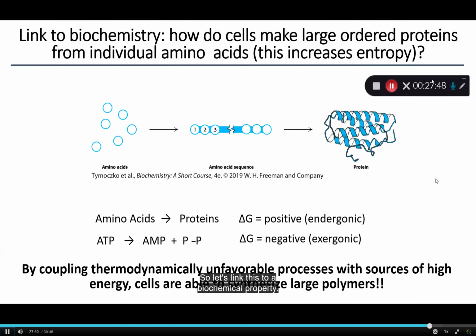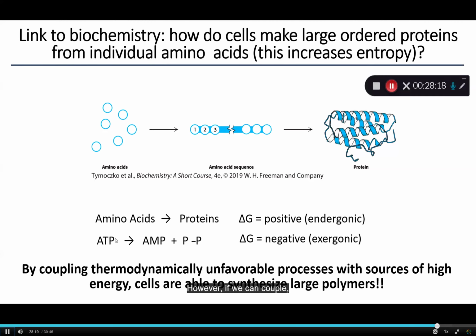So let's link this to a biochemical property. Here we have some amino acids that are all single amino acids. Obviously, this represents a more chaotic environment versus a protein or an amino acid sequence, which is more highly ordered. This is an endergonic reaction. Going from multiple amino acids to a single protein increases order or decreases entropy, and therefore this reaction is not favorable. It's an endergonic reaction.